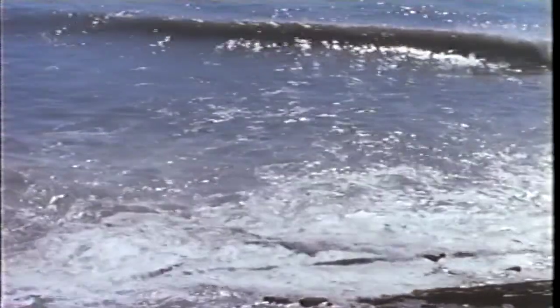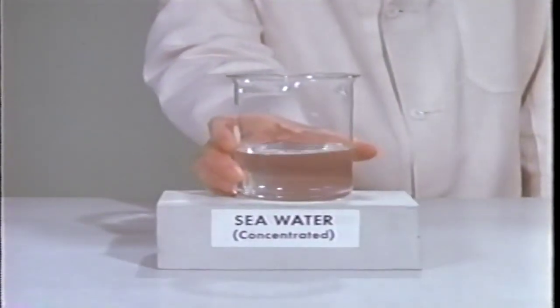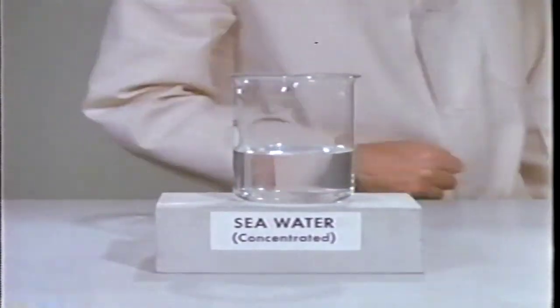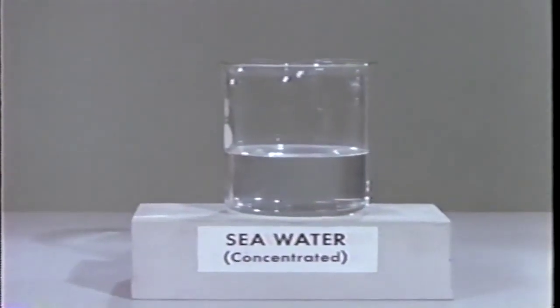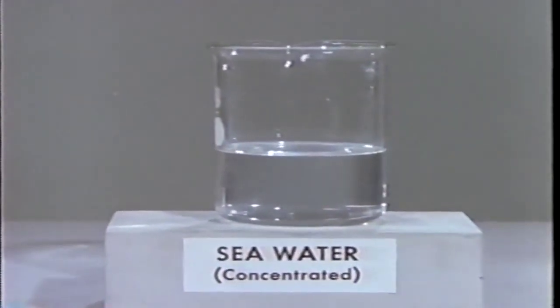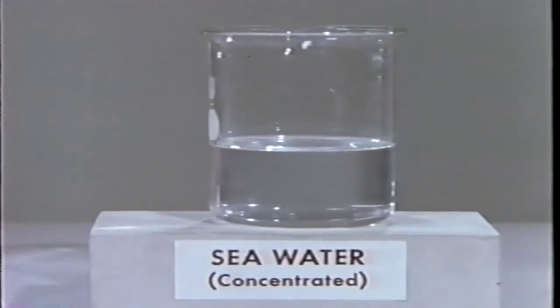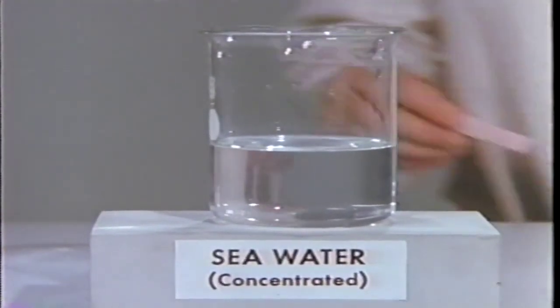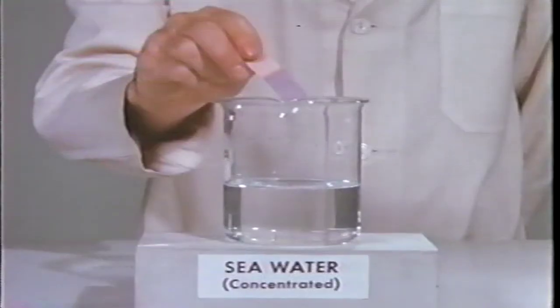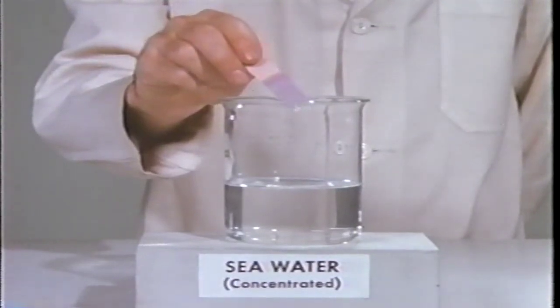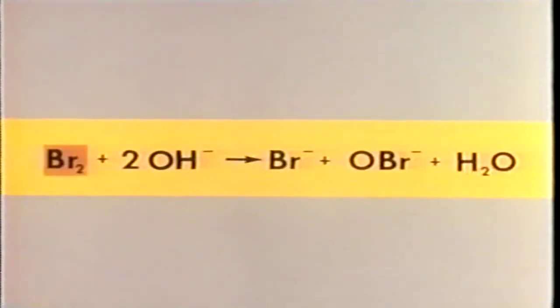We shall use seawater concentrated by a factor of about 50 to make color changes more visible. The absence of any brown color indicates that no great amount of elemental bromine is present. When we check the acidity, the litmus turns blue. Seawater is basic. Since seawater contains hydroxide ions and also bromide ions, perhaps the equilibrium we studied earlier exists.